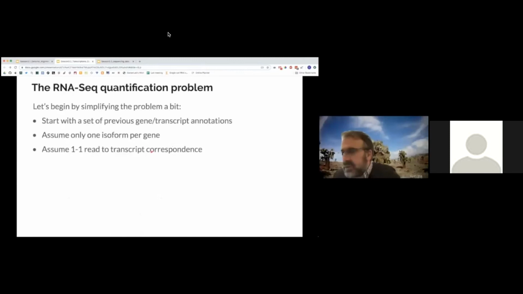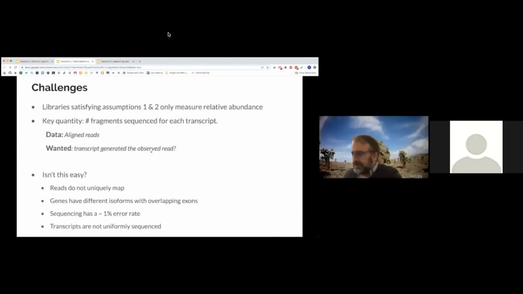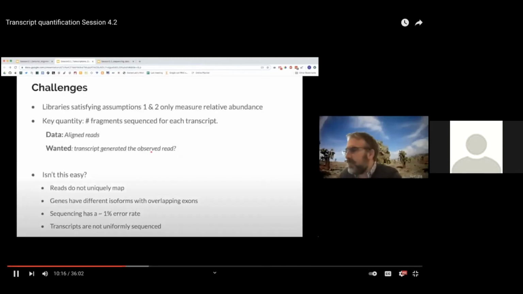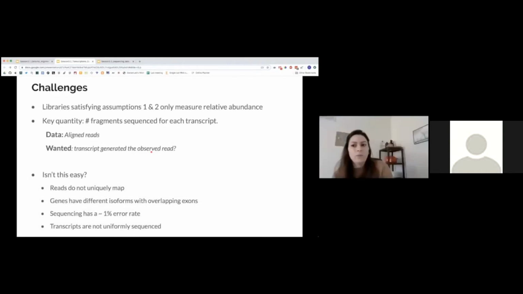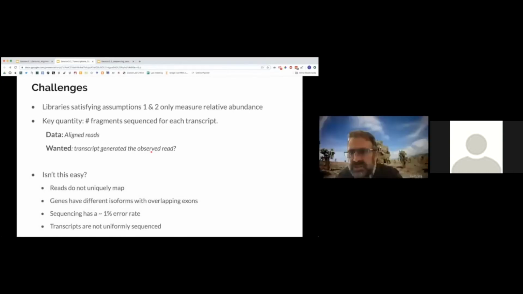Can I ask a question before you go on to the next slide? Yes, go ahead. Can you comment more about why you are only able to measure relative abundance? Why can't you convert these reads to something approximating an absolute number of transcripts? If you make some assumptions about how efficient your library construction is and what percentage of your library you're actually sequencing, why can't you extrapolate out to something that approximates an absolute number?